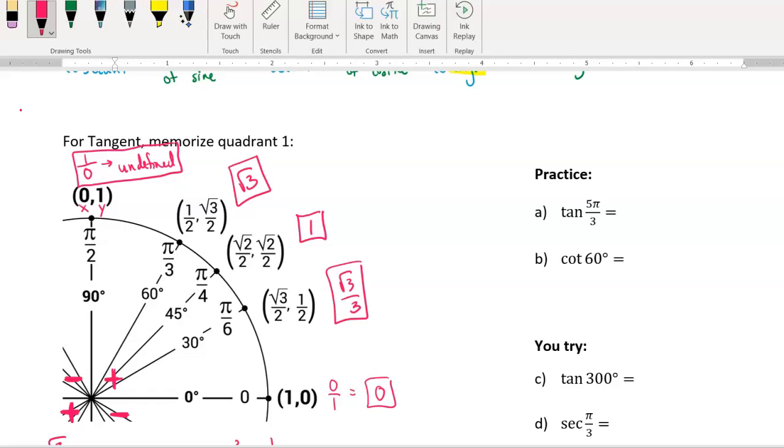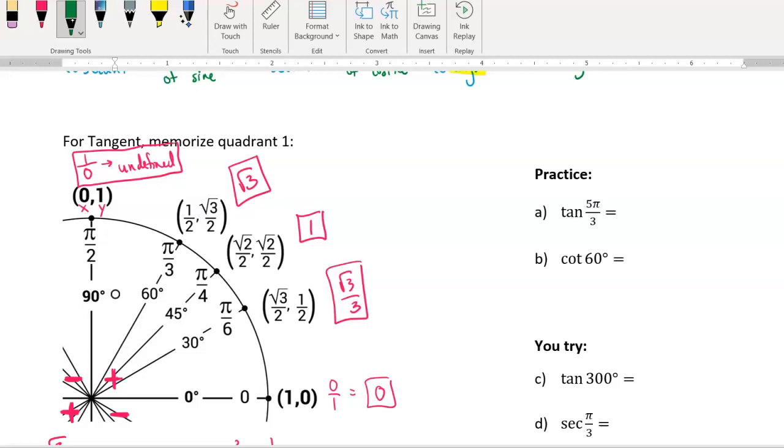In quadrants 3 and 4, the tangent will always be negative. And then they're always going to be related to these values. So we'll look at some examples to help you make connections to that. So let's look at this first example here, where we have the tangent of 5 pi over 3.